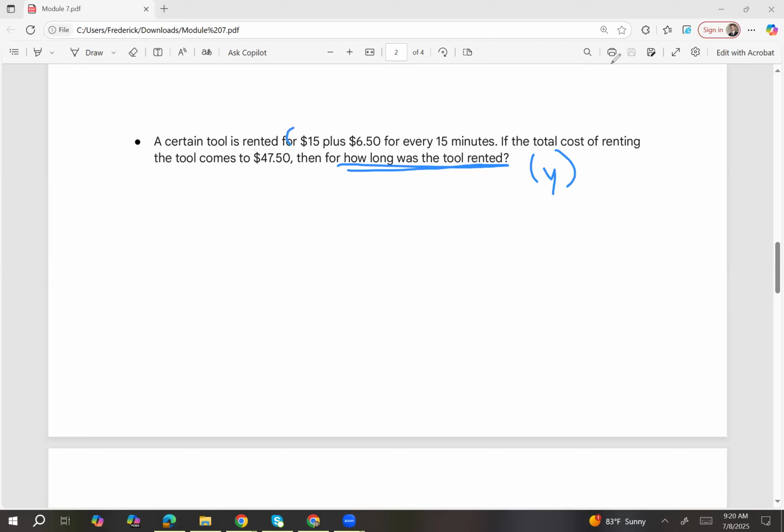It's rented for $15 plus $6.50 for every 15 minutes. So $6.50 for every 15 minutes. And our variable that's holding the place of time is going to be y. So let's place y next to that $6.50. And what was the total? It is $47.50.